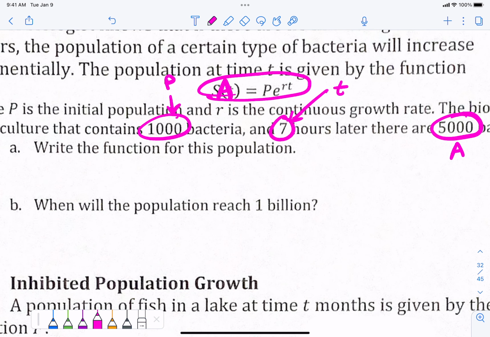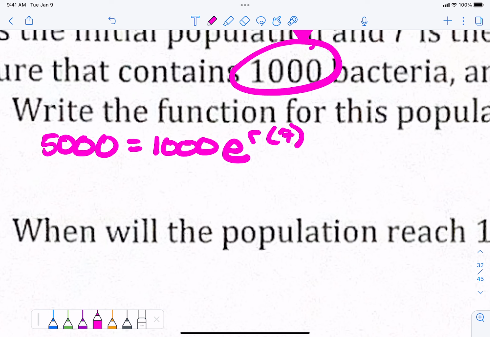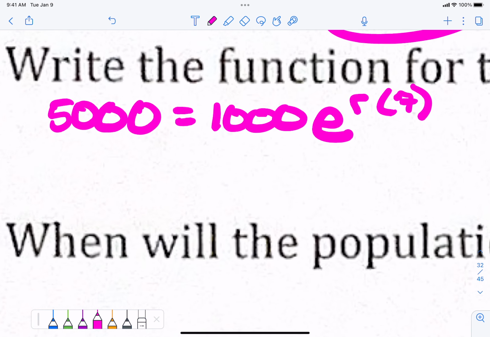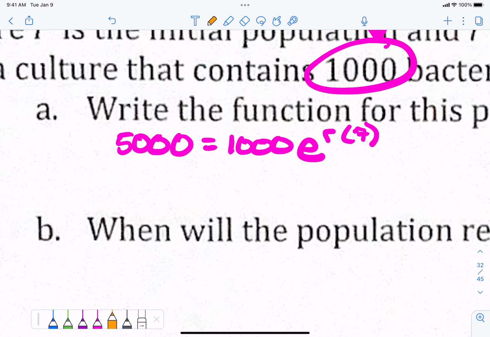All right, here we go. So for A, we have an after amount, which is 5,000. I'm going to move it over a little ways because we have to do some calculations. 5,000 equals 1,000 times e to the RT. R, we don't know. That's what we don't know. T is 7. Okay, now, this is not what they're asking for. They want us to write a function for the population after we have solved for R, right? So we have to solve for R first, and then write out what the equation would be, with A left in this spot and all that good stuff. So we'll see that here in a second.